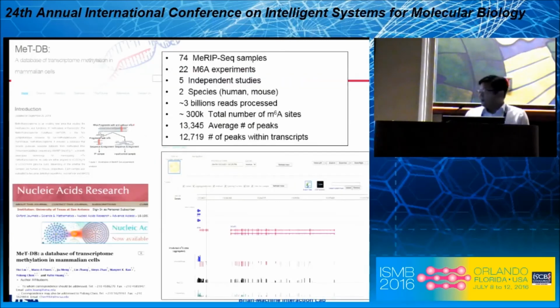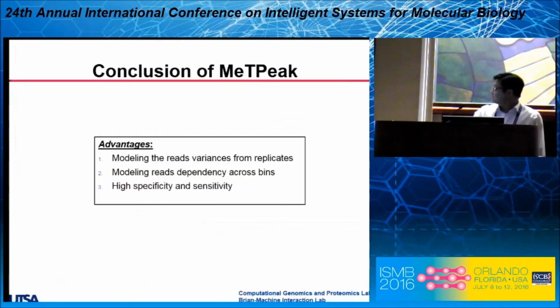Okay, so we now also have a database called MACDB that stores about 74 different MeRIP-seq data sets from 22 experiments. We also have a browser that can help you browse these sites. We put in a lot of other data sets, including microRNA binding sites and RNA protein binding sites, where you can compare these methylation sites with these other functional information to possibly come up with hypotheses.